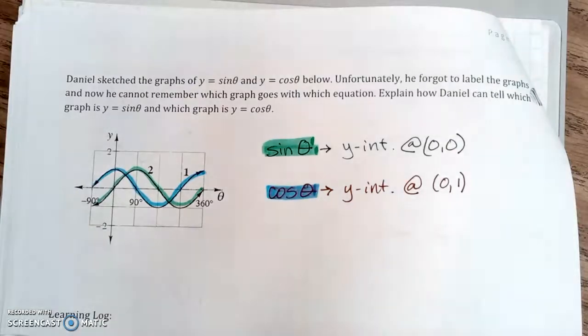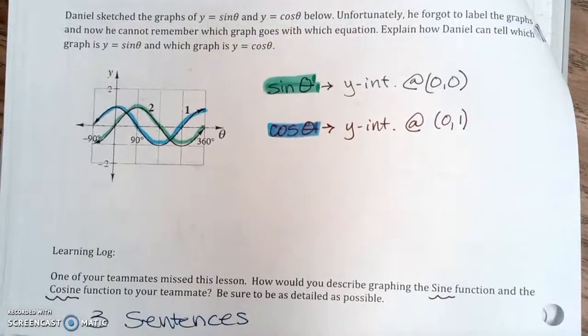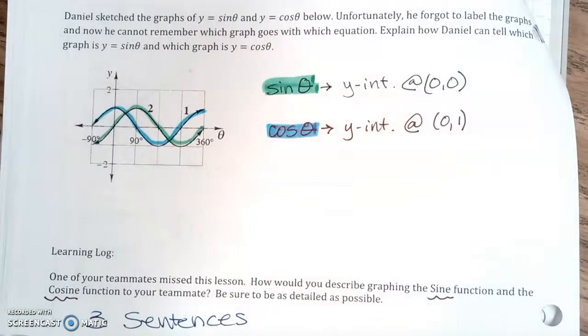And then the last thing here is just a learning log. Basically, one of your teammates missed this lesson. How would you describe graphing the sine function and the cosine function to your teammate? Be sure to be as detailed as possible. I'm just asking you to give me at least 3 sentences.